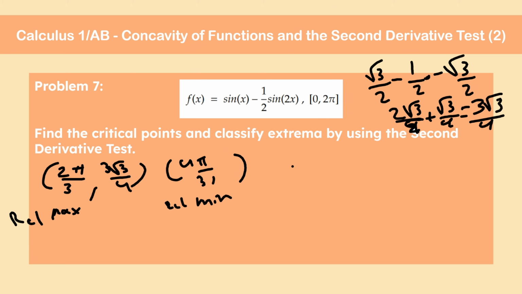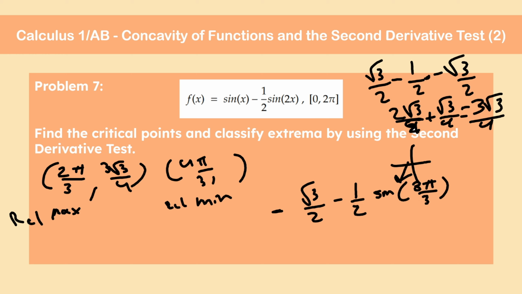So f of 4 pi over 3 will be sine 4 pi over 3, and that's going to be negative square root of 3 over 2 minus 1/2 sine 8 pi over 3. So this is the same thing as sine 2 pi over 3, because you basically did one full revolution.